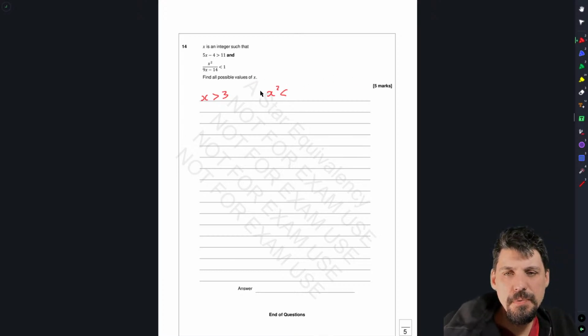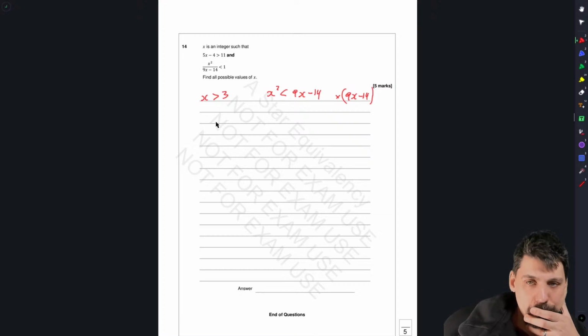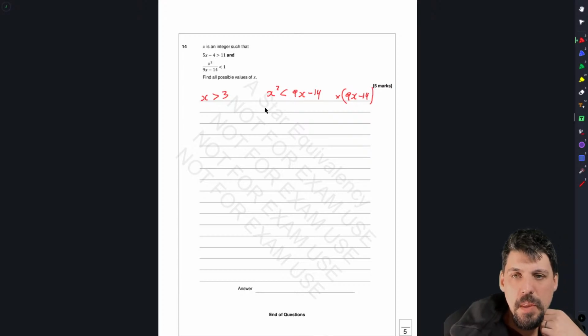It is 5 marks, so they are going to expect me to be a little bit careful here. To tell you why I'm hesitating: if I multiply this up to get x squared is less than 9x minus 14, the problem is I've multiplied by 9x minus 14. I don't know what the value of 9x minus 14 is, and it could be positive, it could be negative. So, we're going to do this slightly differently.